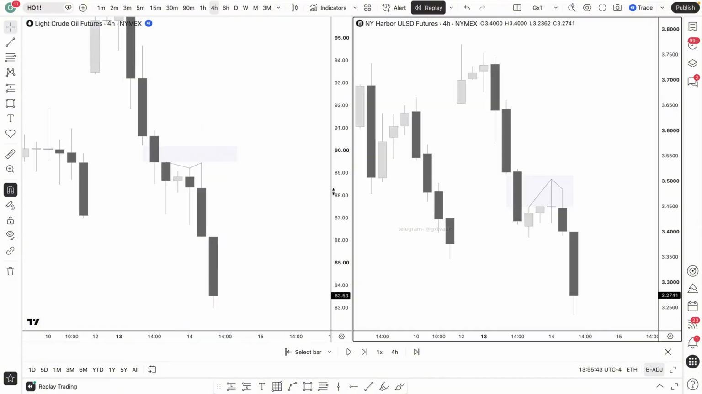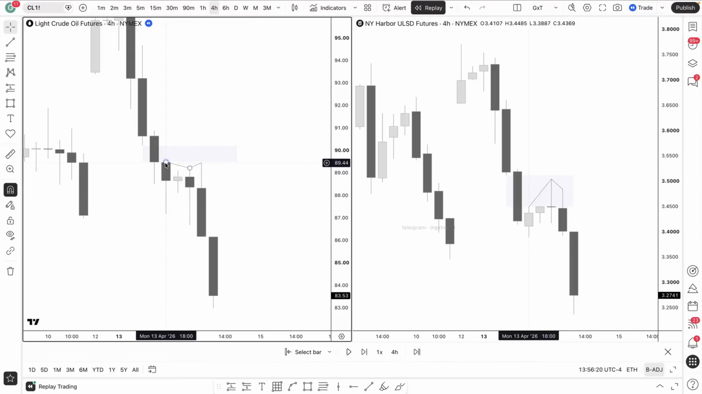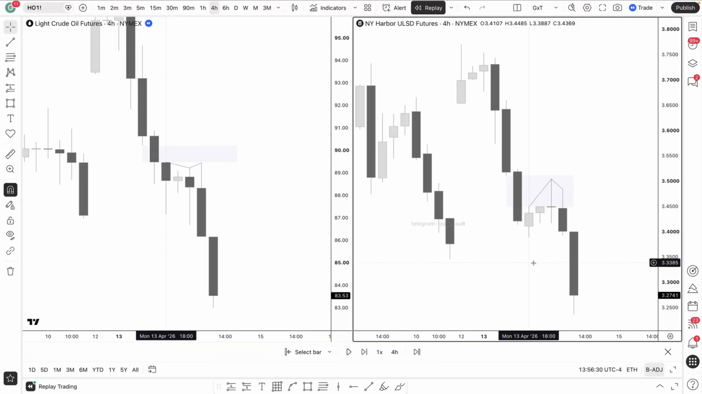So now let's go over the first variant of two-stage SMT. So this is where you get your first stage cracking correlation with the gap. As you can see, this asset on the left, the weaker asset, does not trade into that gap, but this asset over here does trade the gap. So there's your first stage SMT. It's just SMT with key level.